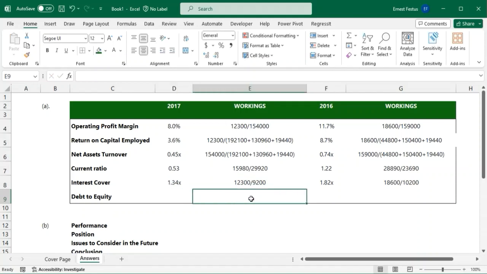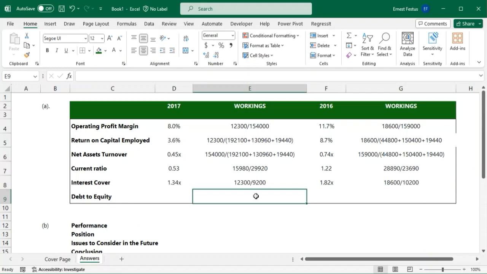Then the last one is the debt to equity ratio, which is also called the gearing ratio or the leverage. It compares the amount of debt to our total equity. And there are two formulas for calculating this. The first one is our total debt divided by our total equity. Another formula is our total debt divided by the equity plus the total debt. In this question, we are going to use total debt to total equity, because that is what the question demands. So always tailor your answer to the demands of the question.